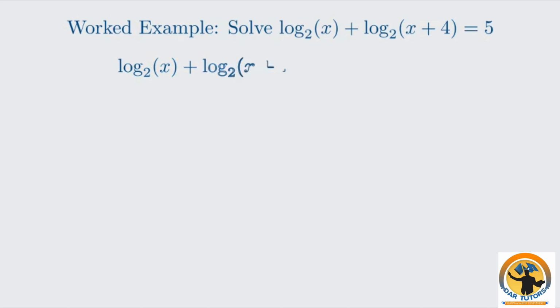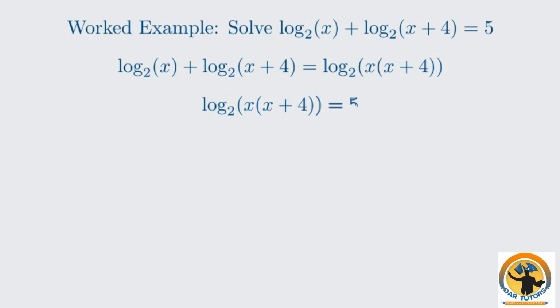So, log base 2 of x plus log base 2 of x plus 4 becomes log base 2 of x times the quantity x plus 4. Now our equation looks like this. Log base 2 of x times x plus 4 equals 5.